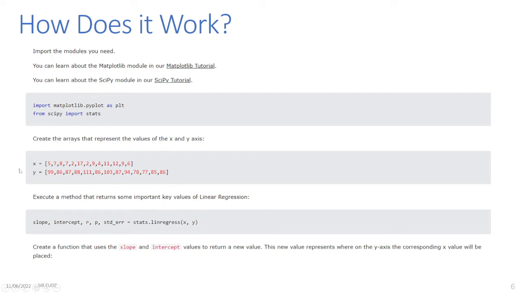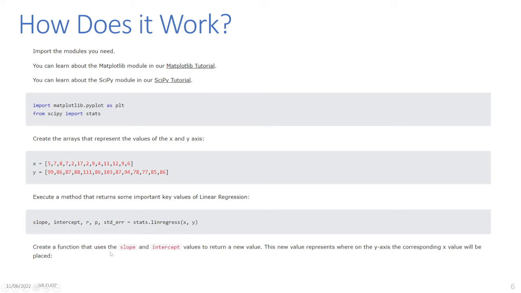So x and y. If, let's say for example, you're using actual data, then this data can be derived maybe from a CSV file. You have learned previously how to read a CSV file, so you can get the values of x and y, for example. Then execute a method that returns some important key values of linear regression. So it starts with linregress. We have the values of x and y, and we can have these values. These are the important values for linear regression. Okay, and here we will be able to get the slope, intercept, r, p, and standard error. R will be explained later.